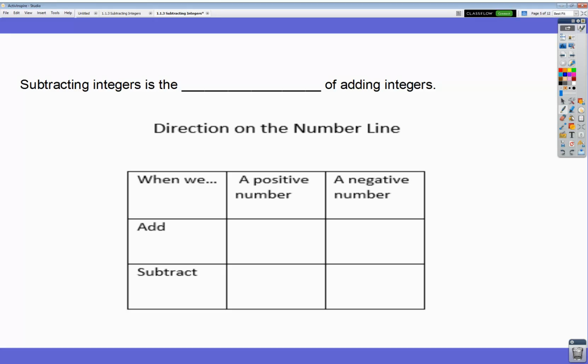Okay, first important thing is that subtracting integers is the opposite of adding integers. So I want you to think about the direction we go in on the number line. When we are adding a positive number, we go right on the number line. And when we subtract a positive number, we go left on the number line. When we add or subtract a negative number, we do the opposite. So if we add a negative number, we go left on the number line.